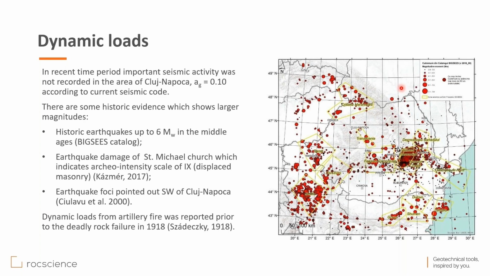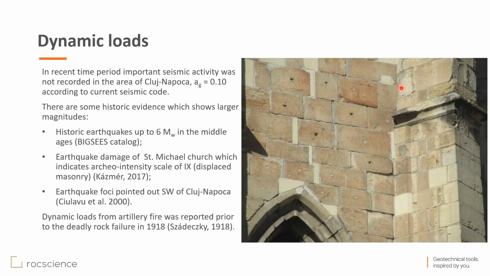The first evidence is the Big Six Catalogue, where historic earthquakes up to 6 moment magnitude were described in the Middle Ages. Another one is described by Kazmer in 2017, where he analyzed the earthquake damage on St. Michael Church. Here you can observe the repair traces of in-plane shift of the adjacent masonry blocks, those white fillings just above the Gothic windows. These are the ones we are talking about. And here you can see some displacement and some of the in-plane shifts of the adjacent masonry.